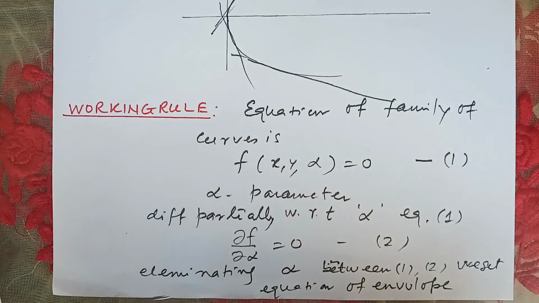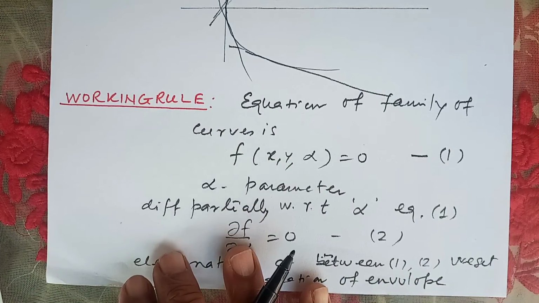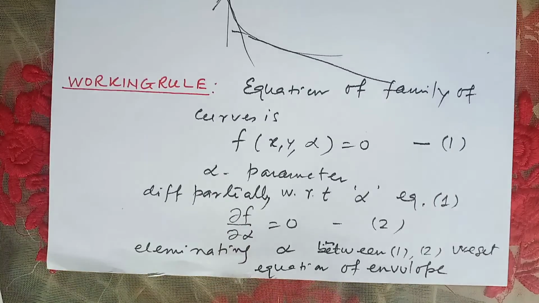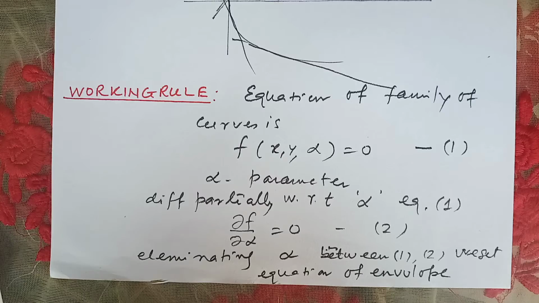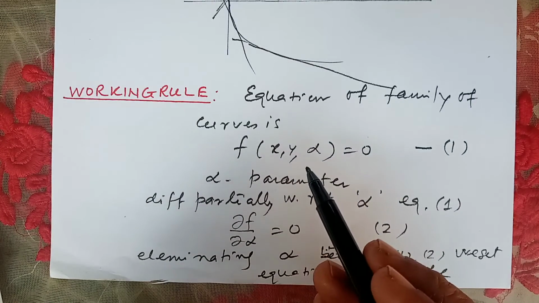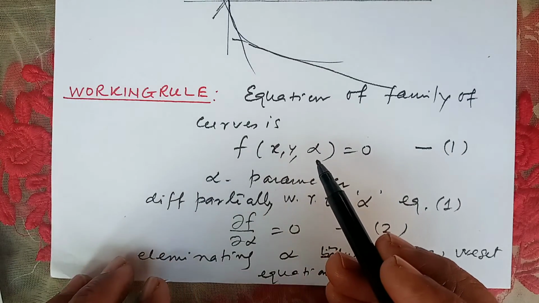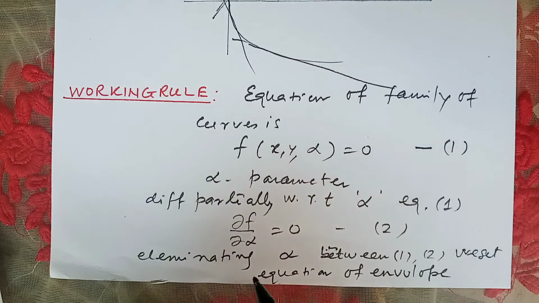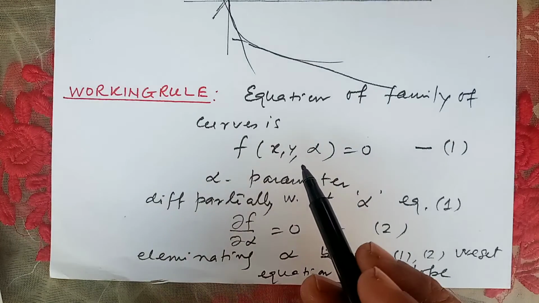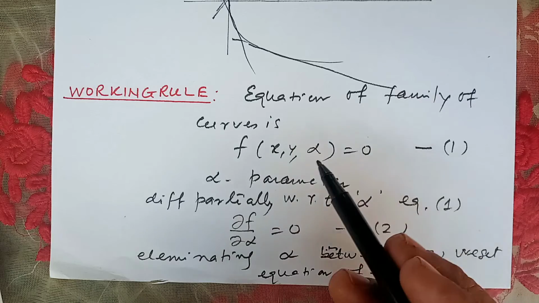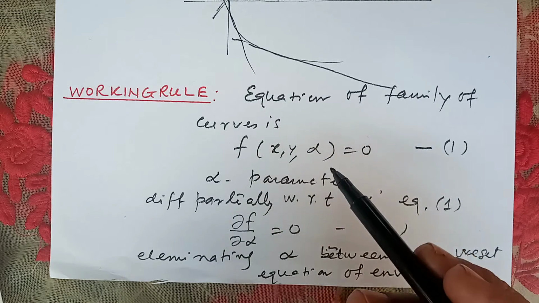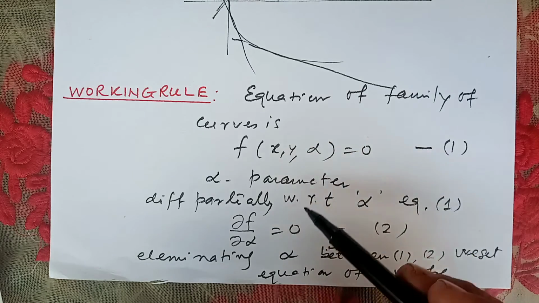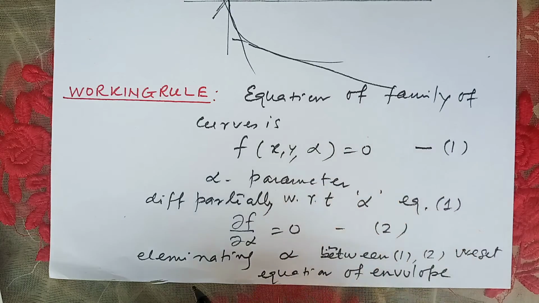So this is the working rule. If we have a family of curves, first we choose what the parameter is. Here alpha is the parameter, so we differentiate this equation with respect to alpha. This is the second equation, and then we eliminate alpha between 1 and 2, which gives the required envelope.